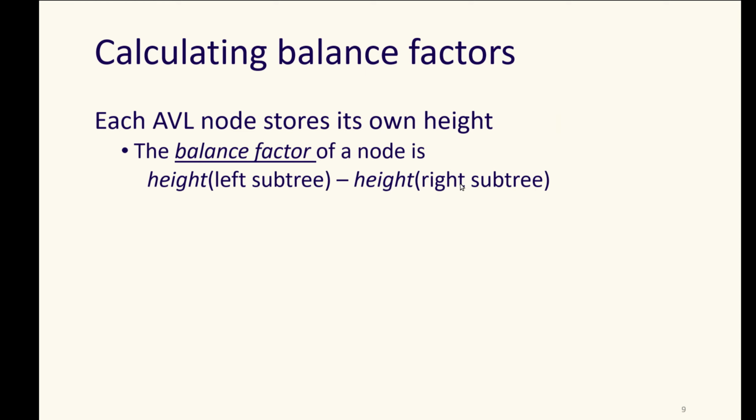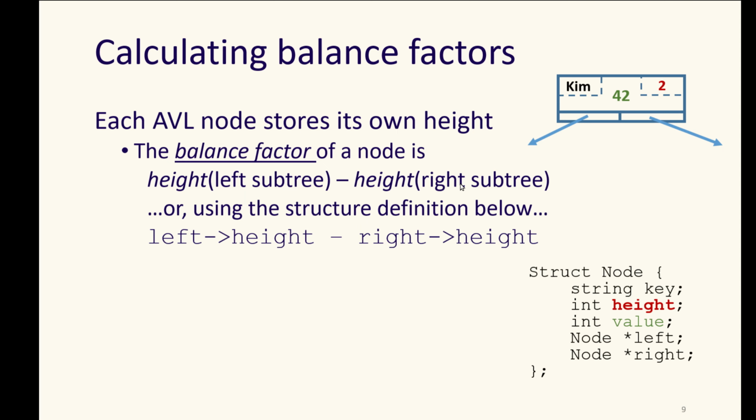Each AVL node stores its height. The balance factor of a node is the height of the left subtree minus the height of the right subtree, which is not precisely the balance all of the time, but it should get us close. So if we take the left height minus the right height, the order on whether we do left or right is really unimportant as long as we're consistent within the same tree.